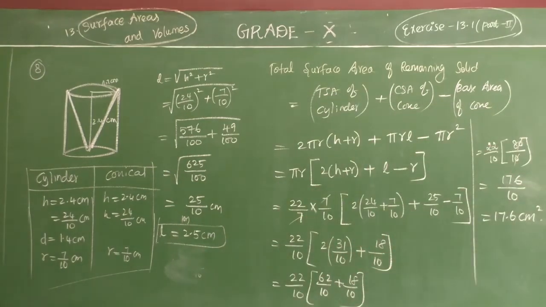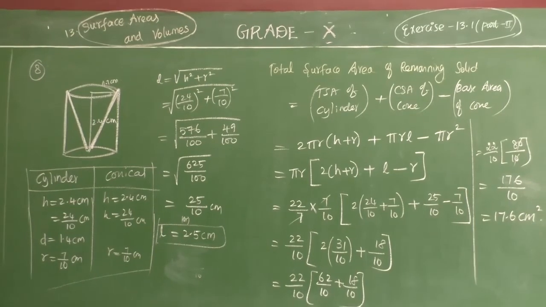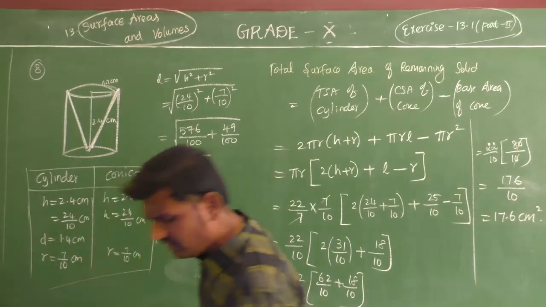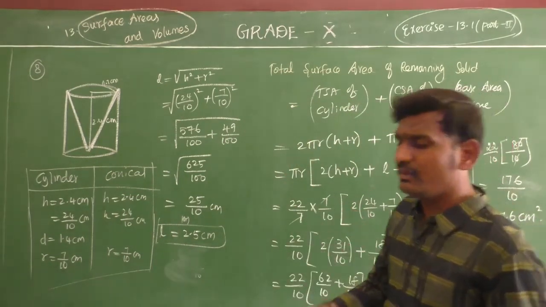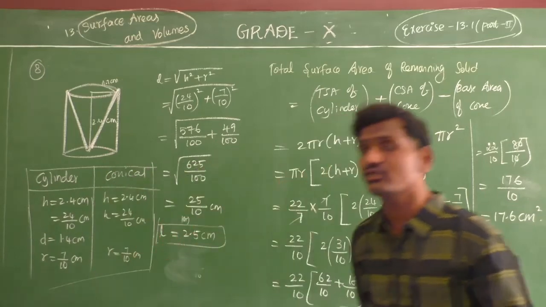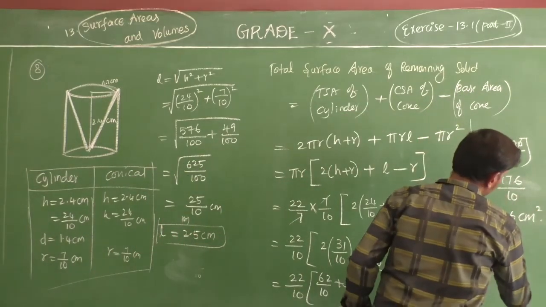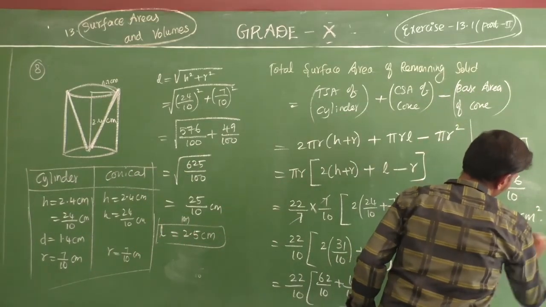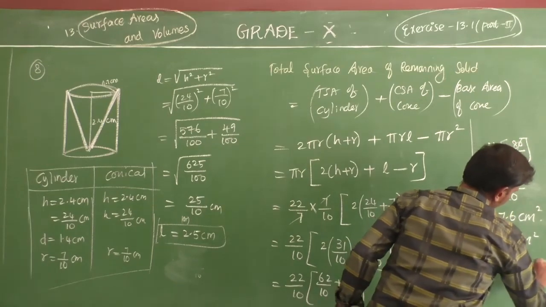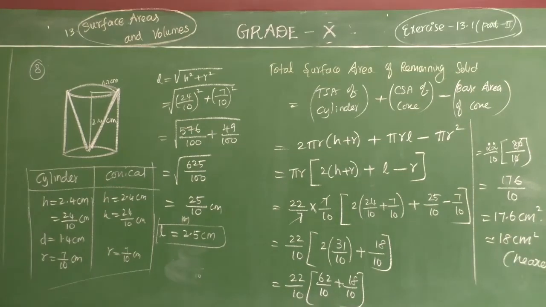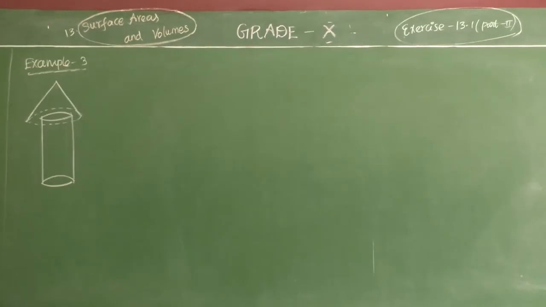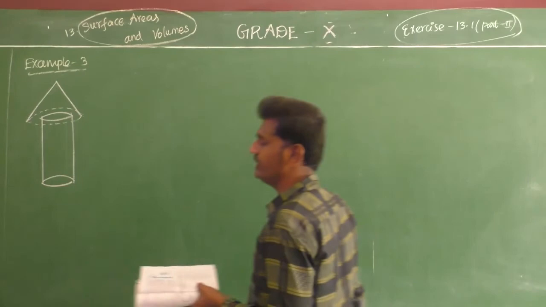Okay. And the last question we are going to see. One more thing: the question is asking for the final answer in a different form. That is, find the total surface area of the remaining solid to the nearest centimeter square. So nearest centimeter means that it is 18 centimeter square. Nearest centimeter square. And next question, example number 3.